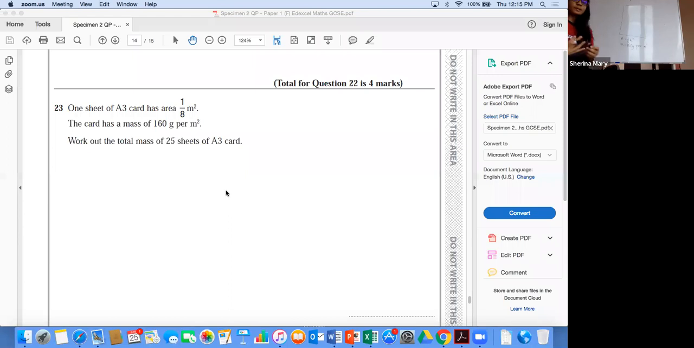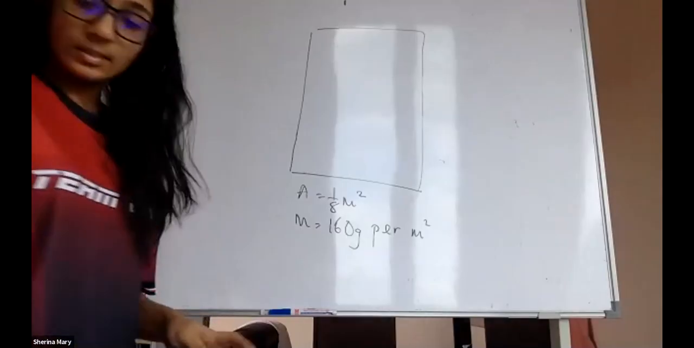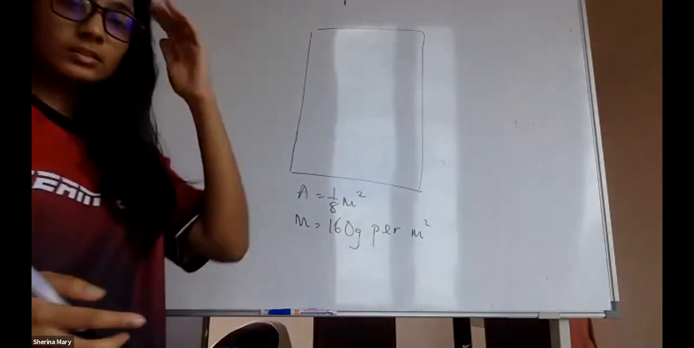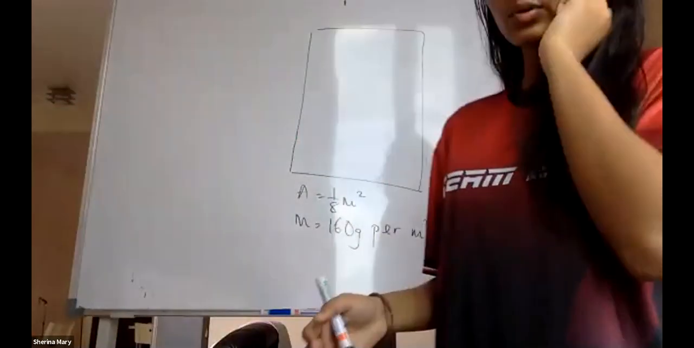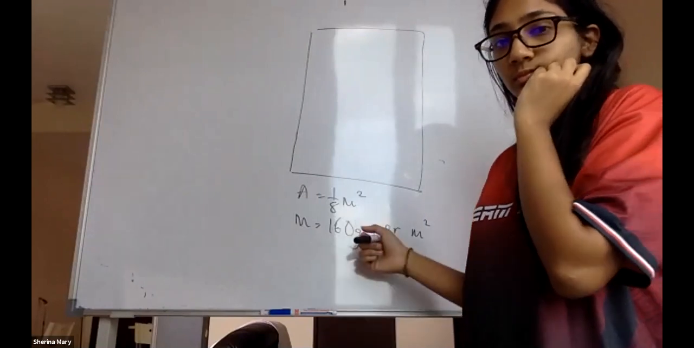It's not the whole paper that is 160 grams. It says 160 grams per meter square. So for each meter square, it's 160 grams. Work out the total mass of 25 sheets. I got 500 grams. Okay, let's see. Yeah, we should get 500. Everyone got 500? Anyone don't know how to do? All okay, yeah?